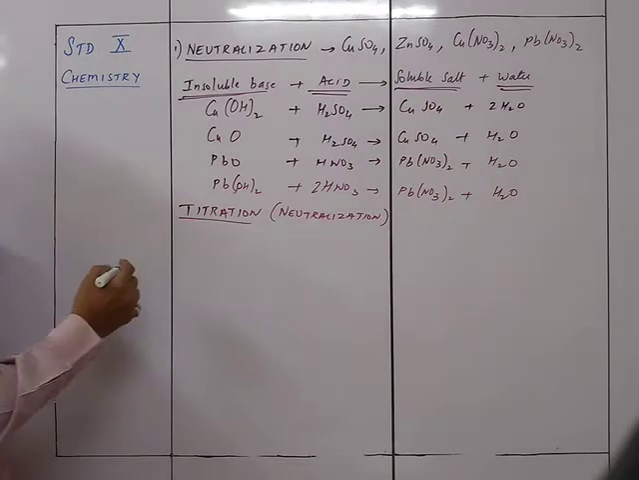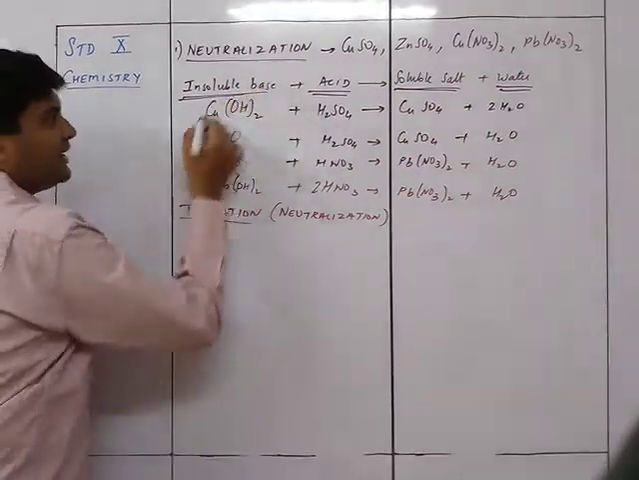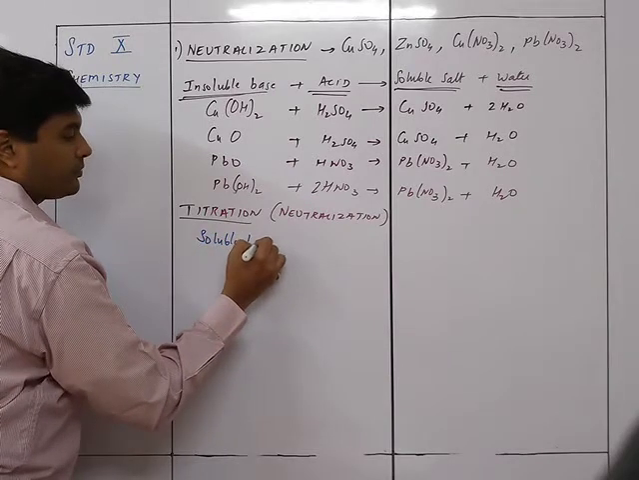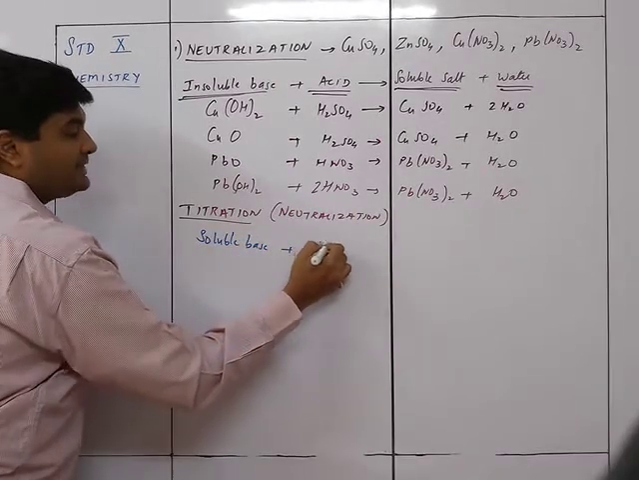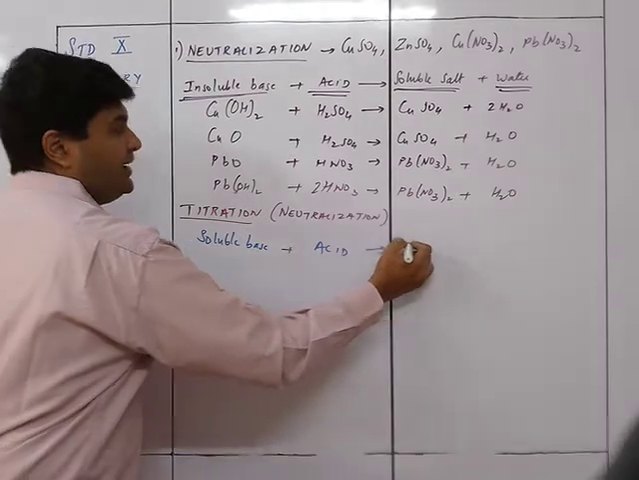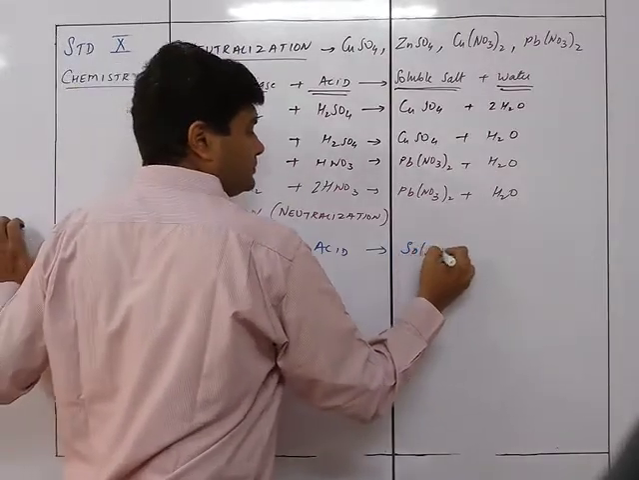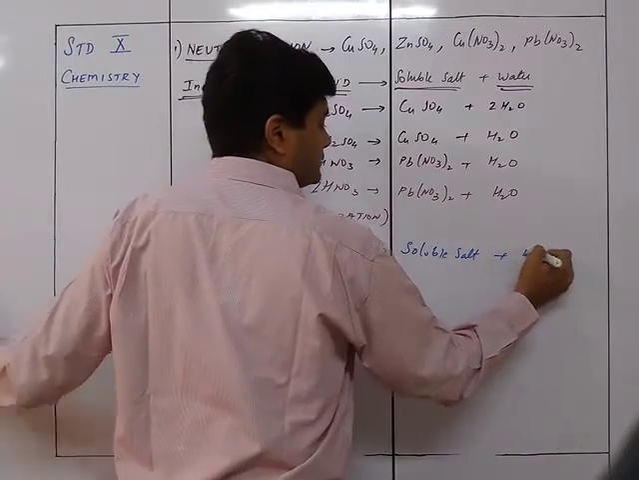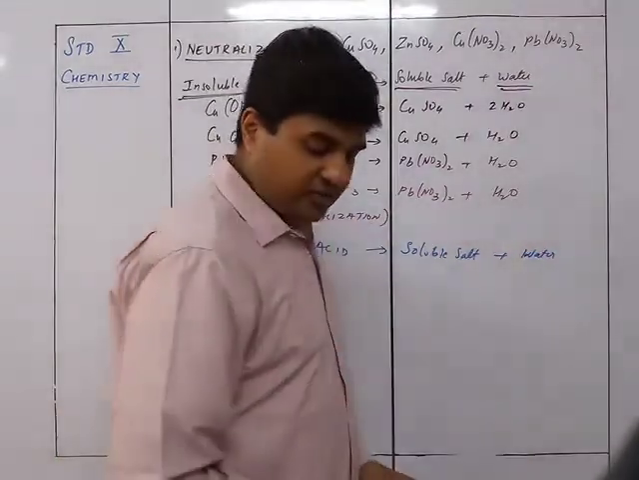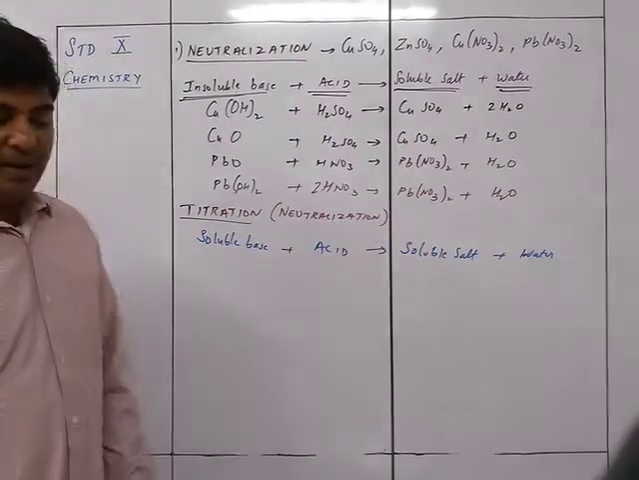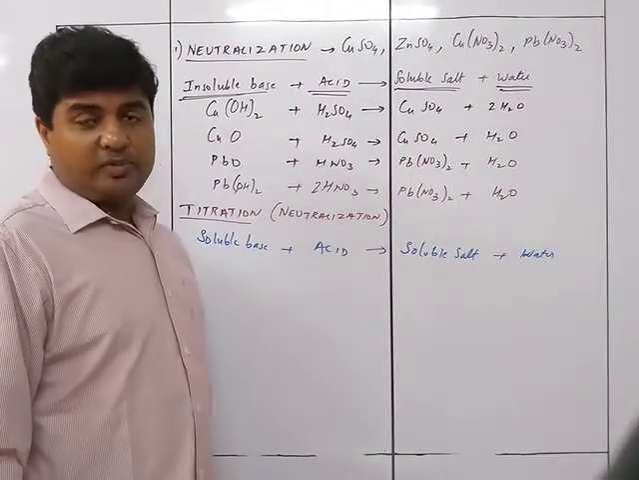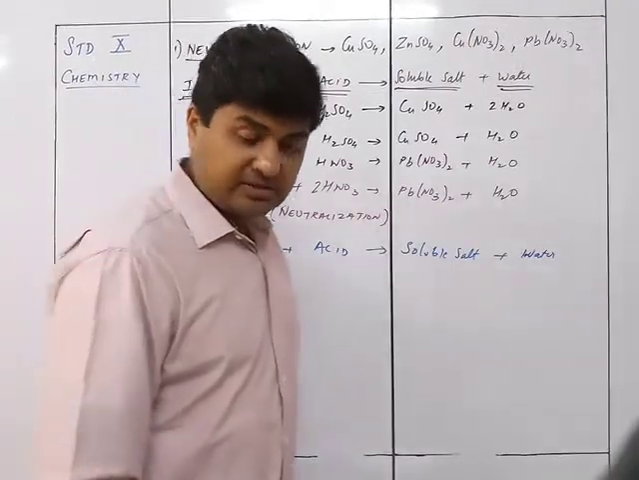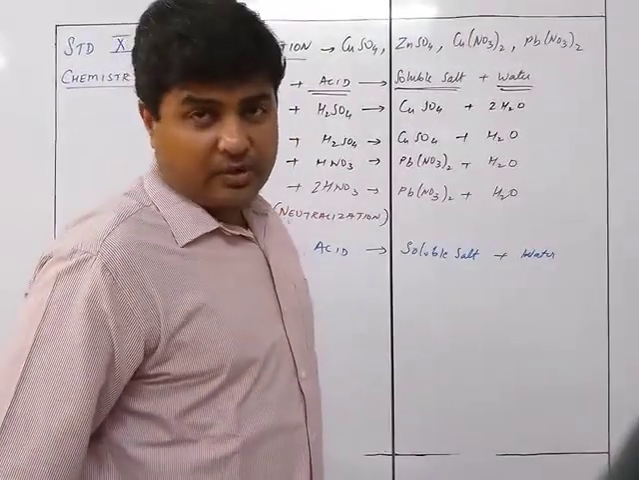lab process in which, instead of taking an insoluble base, we are taking a soluble base plus acid to give me soluble salt plus water. Okay, so it is going to give me soluble base plus acid gives soluble salt plus water. Soluble bases, we have got a very few amount of soluble bases, that is only potassium, sodium and ammonium.